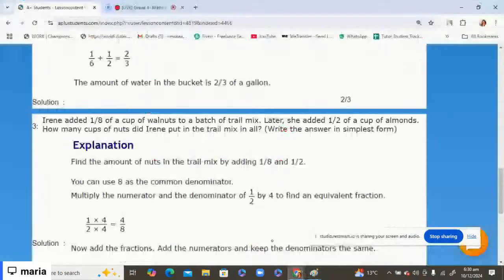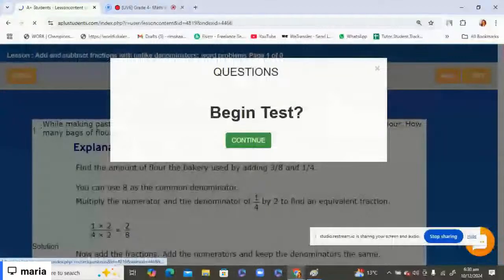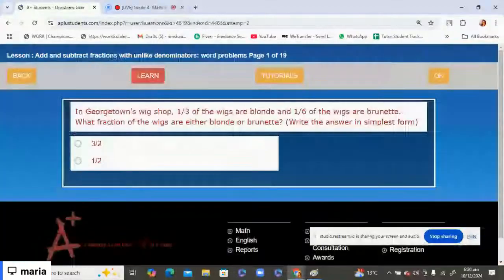Now let's do the test questions. In the Georgetown's wig shop, 1 by 3 of the wigs are blonde and 1 by 6 of the wigs are the brunette. What fraction of the wigs are either blonde or brunette? Give your answer in the simplest form. So 1 by 3 and 1 by 6. We are going to check.